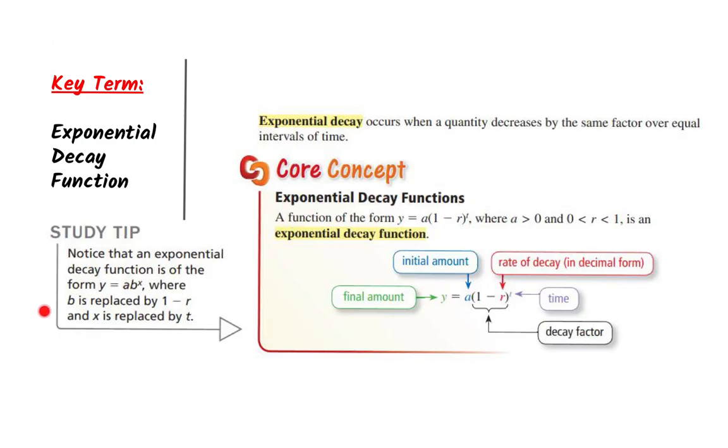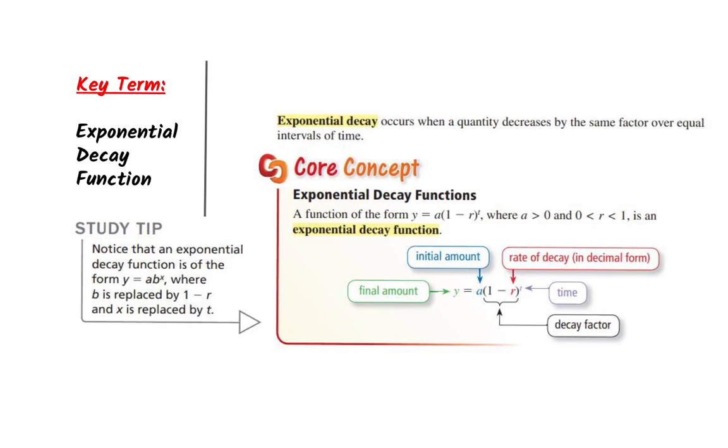We've glued in a core concept about growth functions. Now we're going to glue in a core concept about decay functions. Okay, so make sure you have your highlighter out. Make sure you write in our core concept and our key term. This key term is exponential decay function. And then this time I want you to highlight exponential decay functions decrease by the same factor over equal intervals of time.